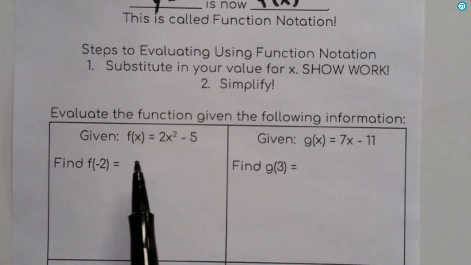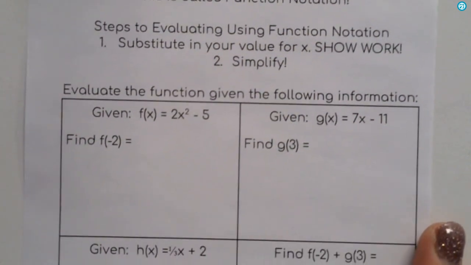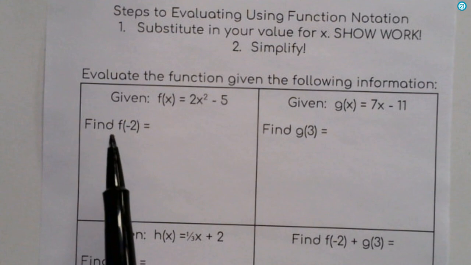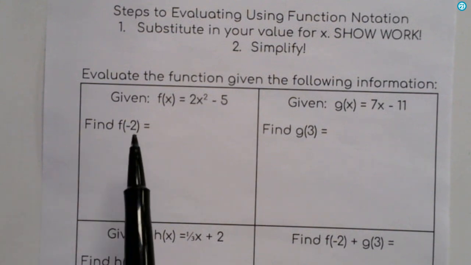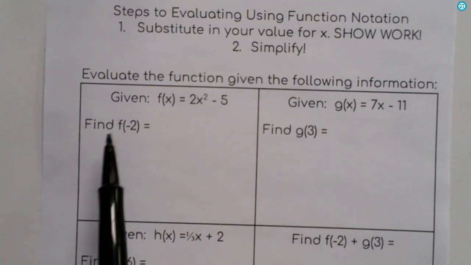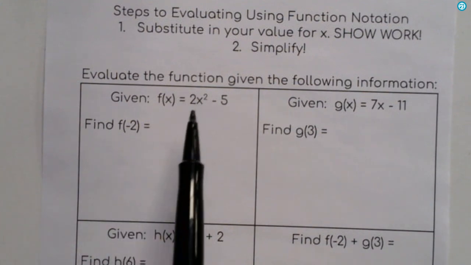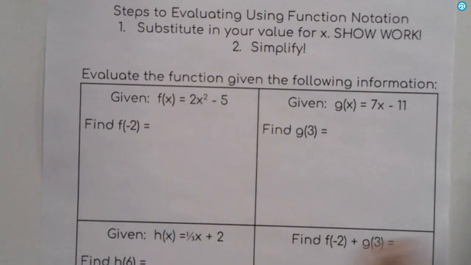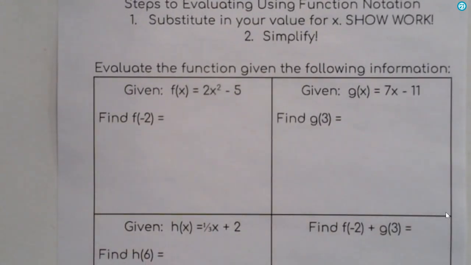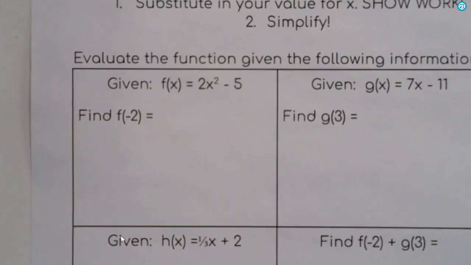So given the function f of x equals 2x squared minus 5, we are asked to find f of negative 2. So in this function notation, the x has been replaced by a negative 2. That's telling us to replace this x with a negative 2. So let me zoom in. Let's go ahead and do that.